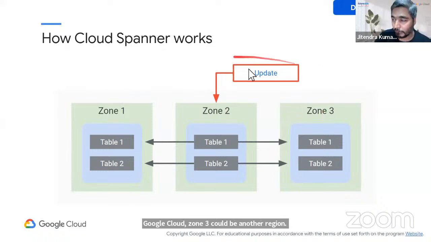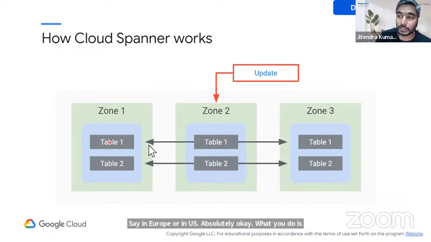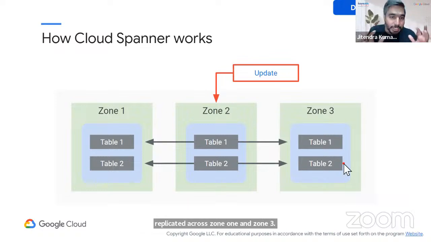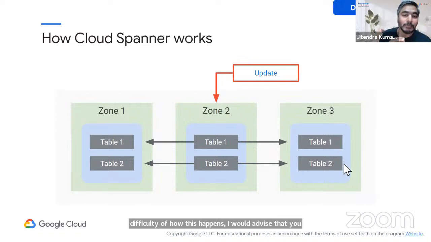Absolutely okay. What you do is write happens in, say, zone 2, it will be synchronously replicated across zone 1 and zone 3, right? There are lots of white papers. Now if you are a little more technical, you understand the difficulty of how this happens, right? I would advise that you search for something called Paxos algorithms. Okay, what Google has done is Google has done a lot of research, and Google has published lots of white papers in terms of how we are achieving this, right?